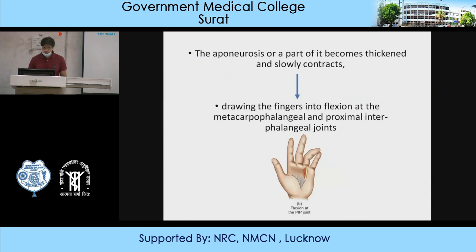The aponeurosis, or a part of it, becomes thickened and slowly contracts, which causes drawing of the fingers into flexion at the metacarpophalangeal and proximal interphalangeal joints, resulting in the deformity. You can see here in Dupuytren's contracture there will be flexion deformity at the proximal interphalangeal joint. But if we see ulnar neuropathy, the patient will have a deformity at the DIP joint.